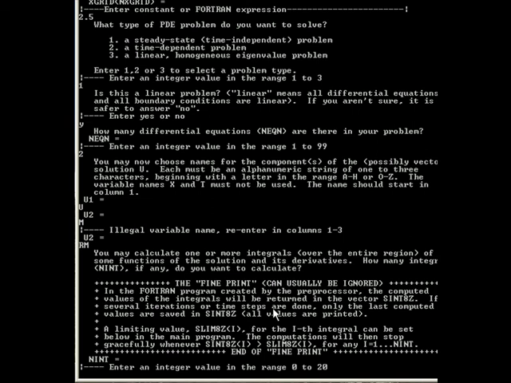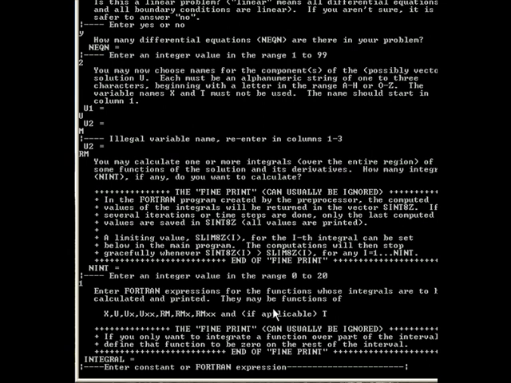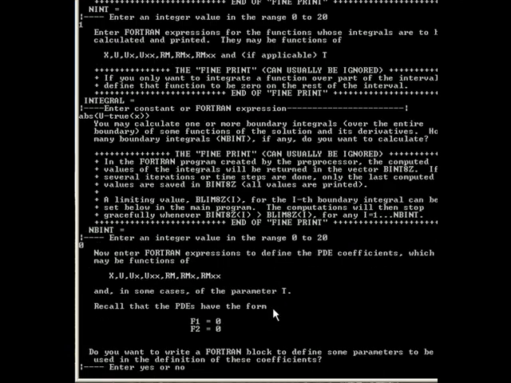And do you want to calculate the integral of something? Yes, I do. I want to calculate the integral of the error. One integral. So I want to integrate the absolute value of u minus the true solution, which I'm going to have to define later on. So I'm going to define the true solution in the Fortran function true of x. I don't want any boundary integrals. That's only 2 points in the boundary.